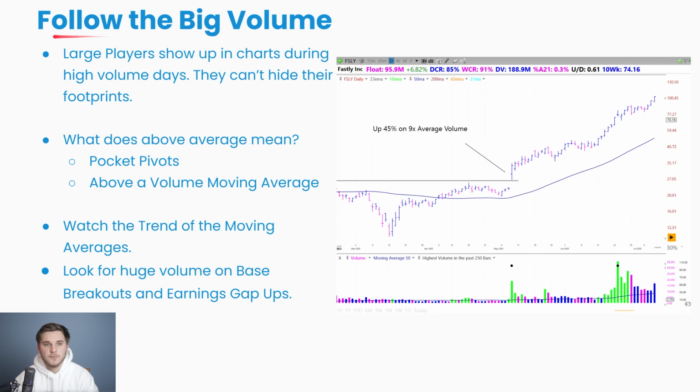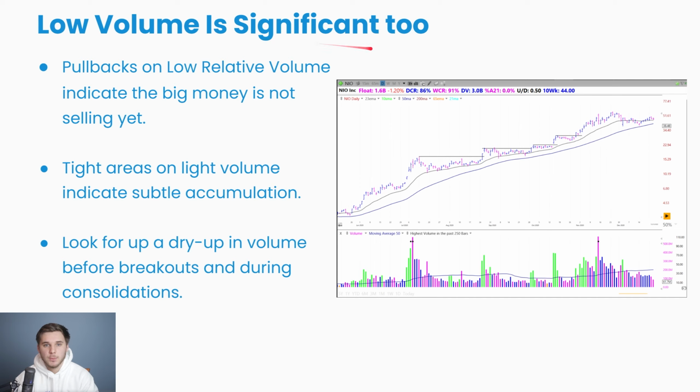And in addition to following the big volume, you also want to be on the lookout for low volume, which is also significant. For instance, on pullbacks, you want to be looking for low relative volume to the prior uptrend, which indicates to me that the big money is not selling yet. And this is because if a stock moves up on high volume, then drifts back into moving averages on relatively low volume, institutions likely are not selling their stock that they just bought in that prior uptrend. Instead, they're holding on to their shares and waiting for that support level to be reached where they can support the stock and then push it back up and restart the uptrend. So make sure that pullbacks are on low relative volume, which is actually very healthy during an uptrend.